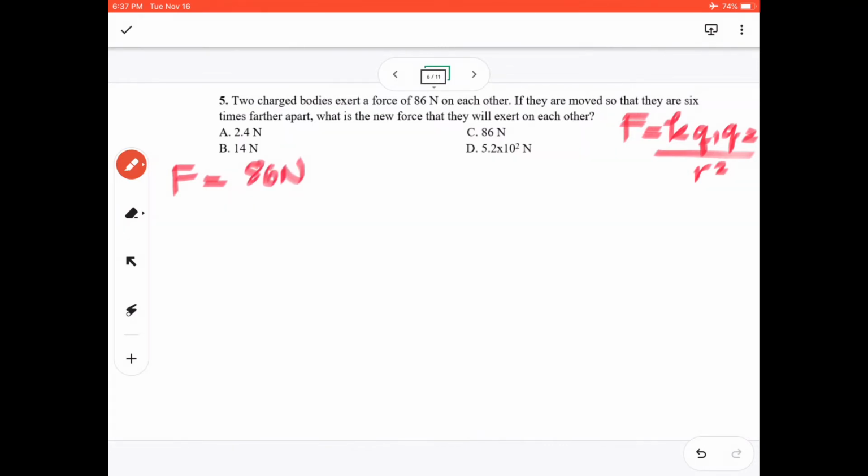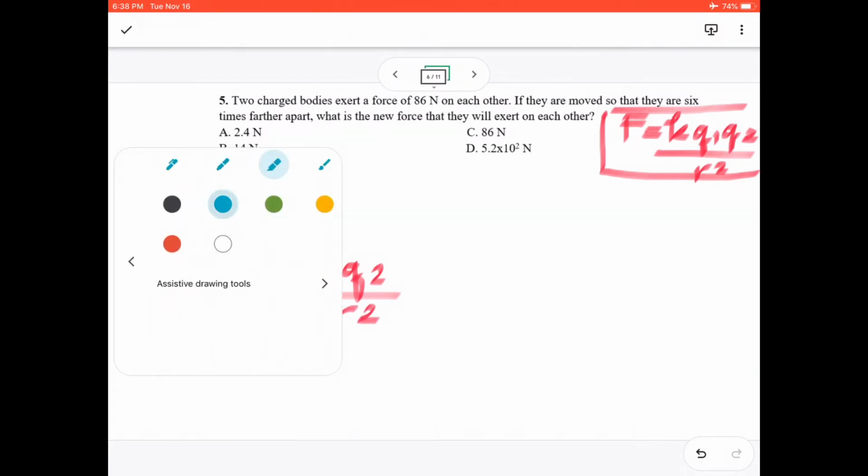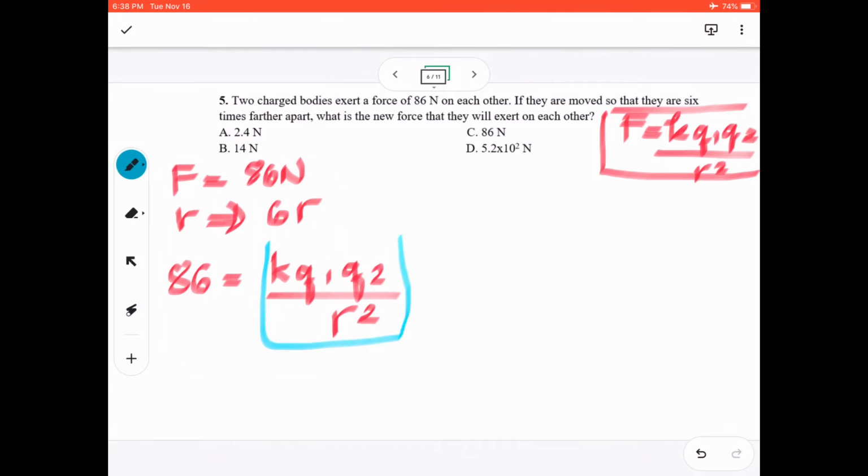But then we're going to change the distance between the two charges from R to 6R. We know that F is equal to KQ1 Q2 over R squared. The F is already given, so 86 is equal to KQ1 Q2 over R squared. So this part of the equation is already equal to 86. But now we're going to change the distance between them from R to 6R.